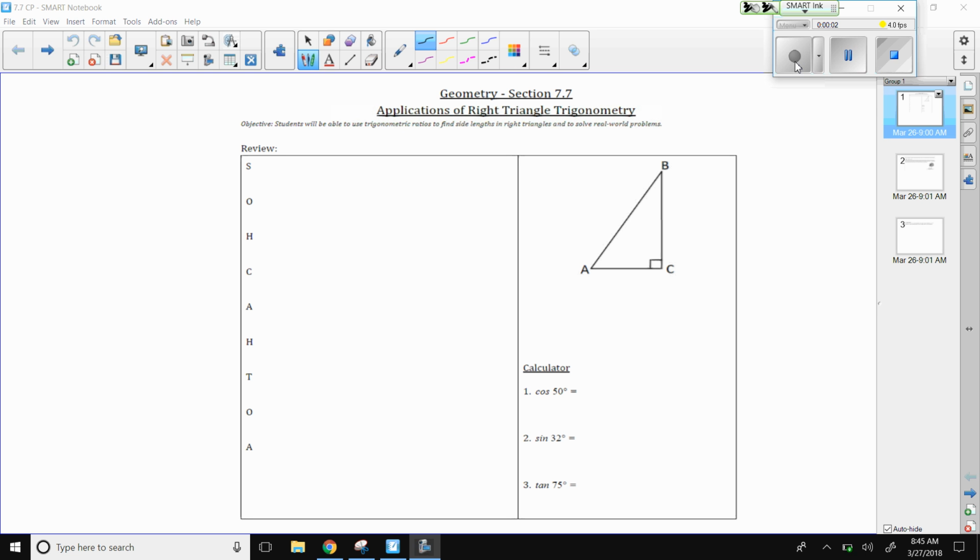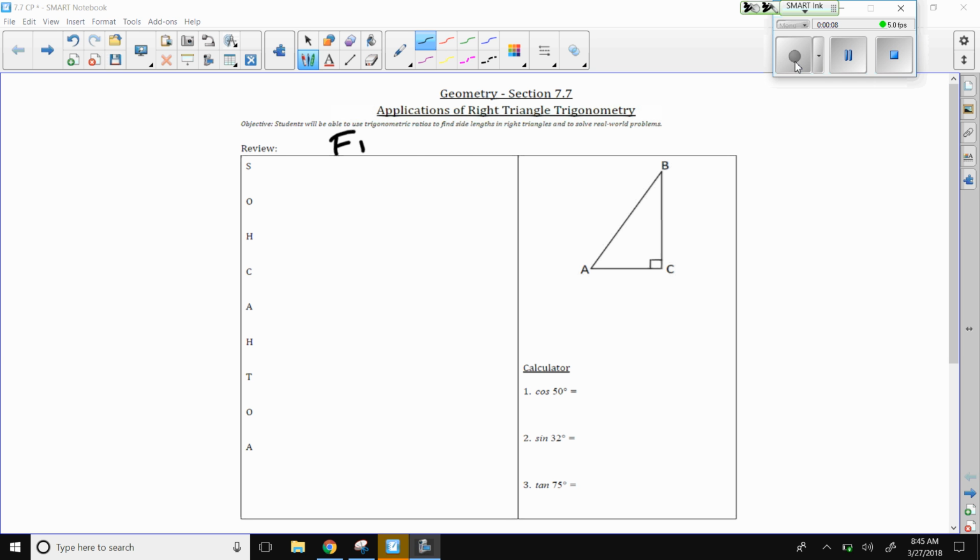Okay, for this we're going to apply all these things that we know. Now, you should know what SOHCAHTOA is, so I want you to fill this in. Okay, at the bottom it then says to check. So you want to fill this in.